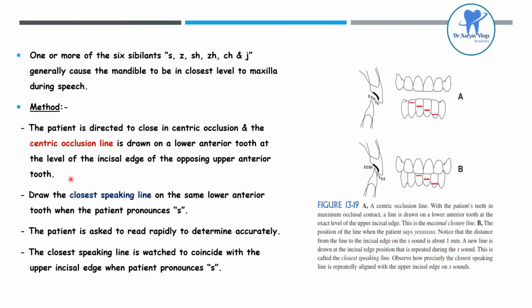So the patient is directed to close in centric occlusion and the centric occlusion line is drawn on the lower anterior tooth at the level of the incisal edge of the opposing upper anterior tooth. Draw the closest speaking line on the same lower anterior tooth when the patient pronounces yes. The patient is asked to read rapidly to determine accurately, and the closest speaking line is watched to coincide with the upper incisal edge when the patient pronounces yes.